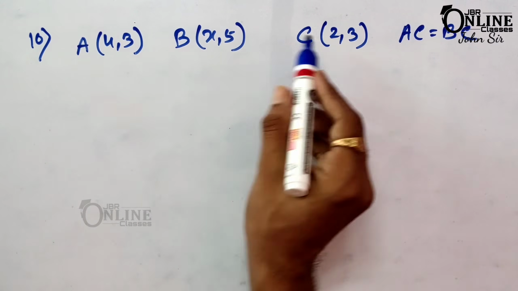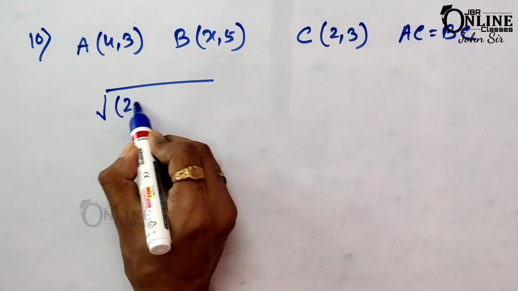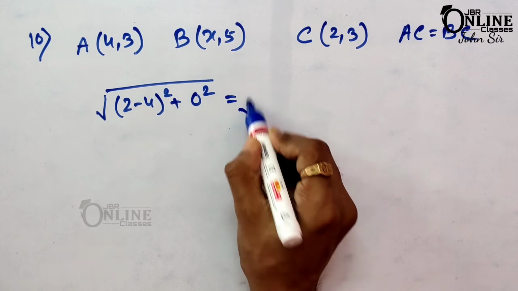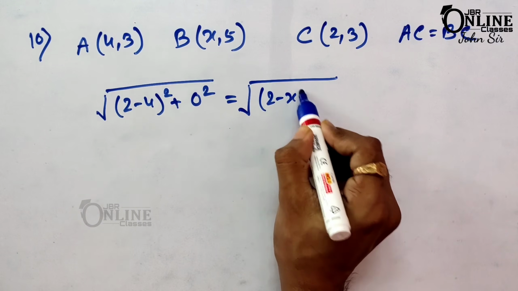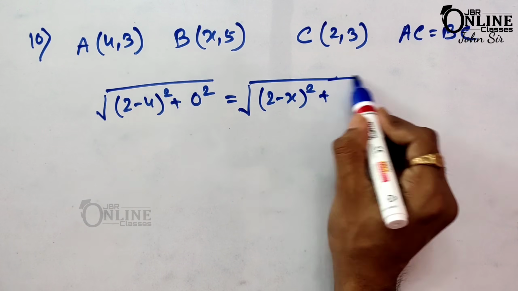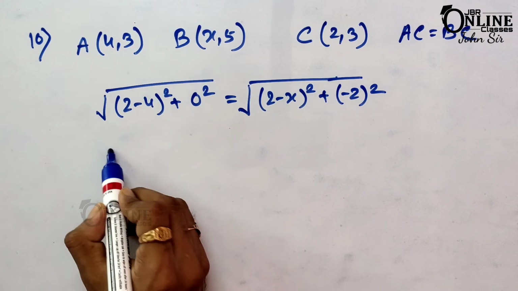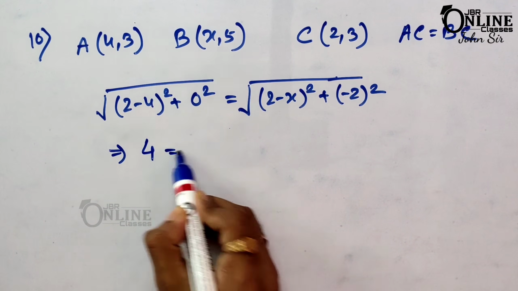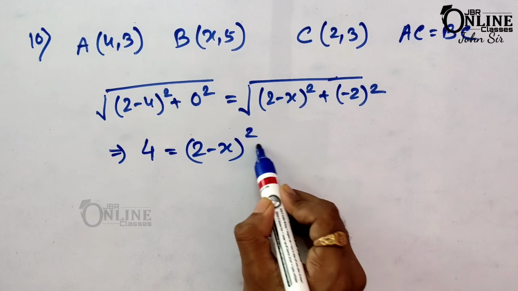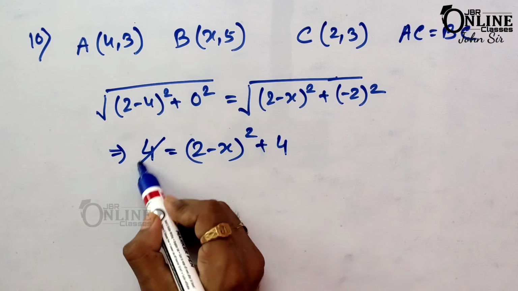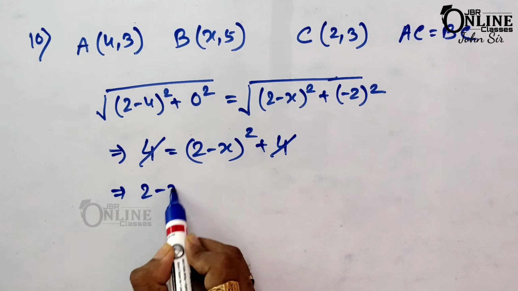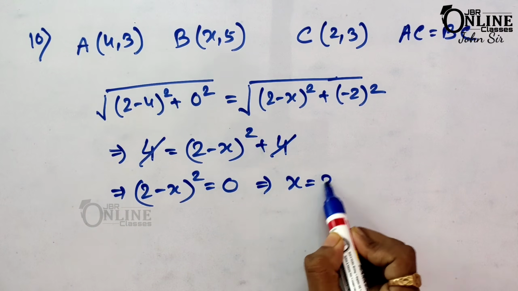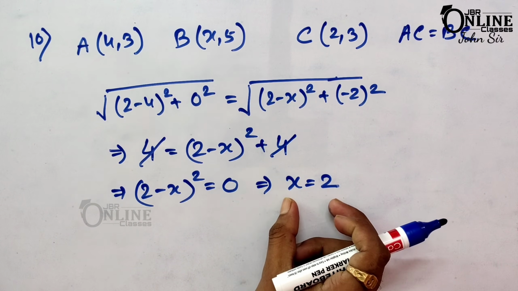So now the distance AC will be 2 minus 4 whole square, and then 3 minus 3, that means 0. And the next one, here 2 minus x whole square, and it will be 3 minus 5, so it will be minus 2 whole square. So here also minus 2 whole square. Now squaring both sides, minus 2 whole square will be 4, and this one 2 minus x whole square plus 4. Okay, now 4 cancels out, so 2 minus x whole square equals 0, and from that x equals 2. So x equal to 2 is your answer.